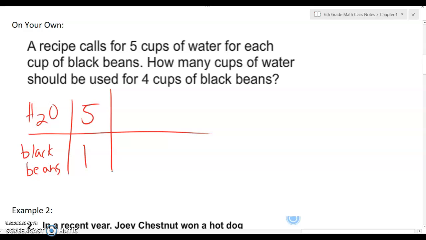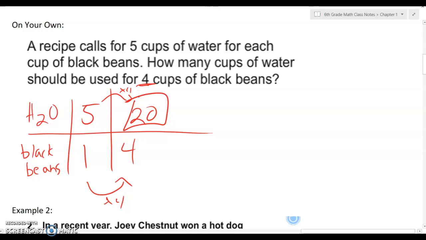Now it says how many cups of water should be used for 4 cups of black beans. So I need to put a 4 here. I need to figure out what goes here in that box. So I think to myself, okay, go ahead and try solving this on your own. Push pause. So I'm going to think to myself, okay, what do I multiply by 1 to get 4? All right, multiply by 4. So I'm going to do the same thing on top. Multiply by 4. And then I get 20.